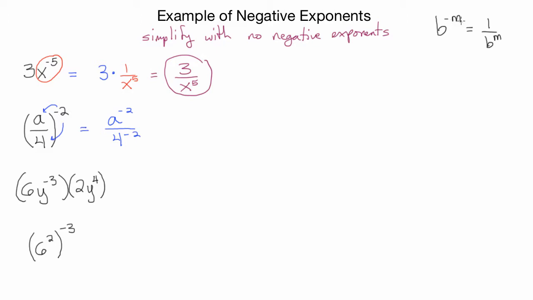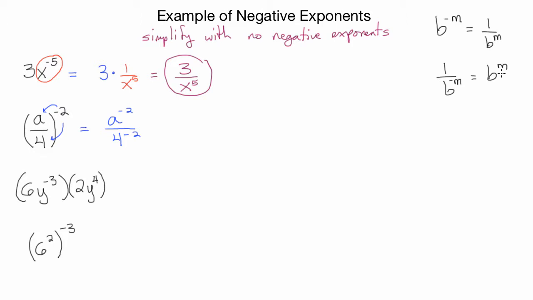So b to the negative m power means I'm dividing by b to the m, right? But what if I have a negative exponent that I'm already dividing by? So 1 over b to the negative m, now my negative's in the denominator. Well, now it's like the opposite of the opposite. It turns back into multiplying with the positive. So do you catch the difference? If I have b to the negative m, that turns into division. But if I'm dividing by b to the negative m, the opposite of double division then turns it back into multiplication.